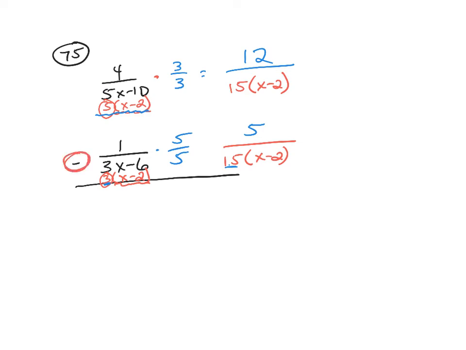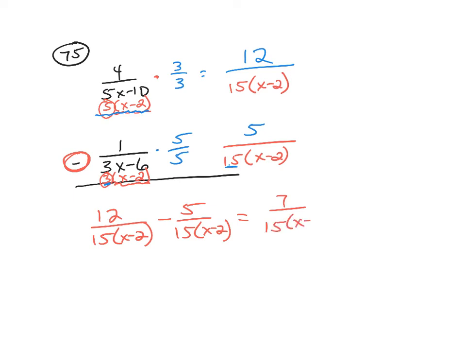Now I'm going through and I'm subtracting. So I have 12 over 15 times x minus 2, subtract 5 over 15 times x minus 2. My denominators are the same. I'm going to go through and subtract. I'm going to get 7 over 15 times x minus 2, which is my final answer. There's nothing else I can do with it.